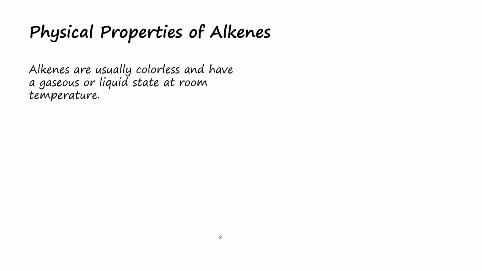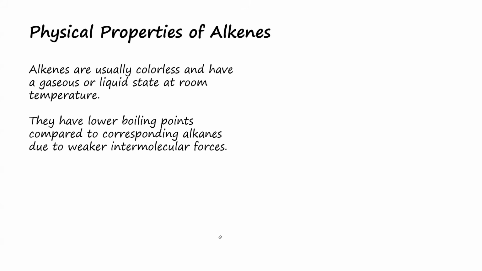So the next thing that we are going to look at, ladies and gentlemen, is the physical properties of alkenes. Alkenes are usually colorless and have a gaseous or liquid state at room temperature. So they are usually colorless, and some of them, especially the first members, are gaseous, and there are also liquids. Some of them are liquids at room temperature, and they have lower boiling points compared to corresponding alkanes due to weaker intermolecular forces.